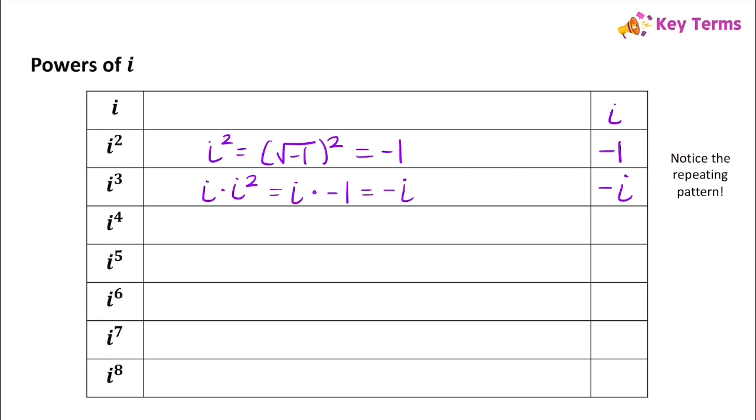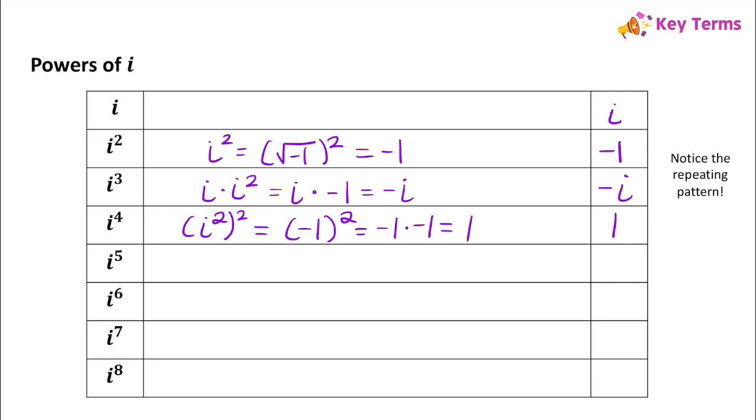Now let's try i to the 4th. Using our exponent properties, I can rewrite i to the 4th as i squared, squared. i squared is equal to negative 1. Negative 1 squared, well, that's just equal to negative 1 times negative 1, which equals positive 1.